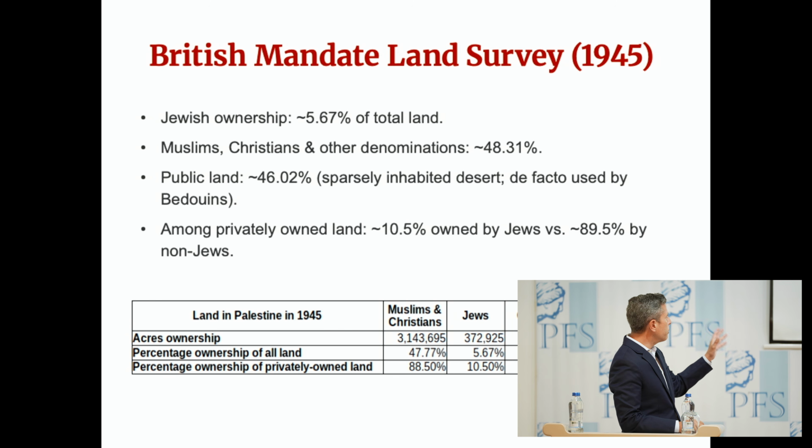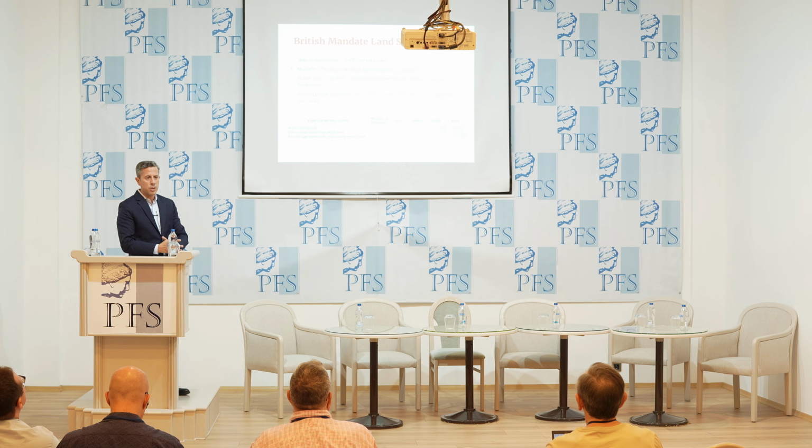But among the privately owned land, if you look at the map of Palestine, the south is all desert. That's the part that was mostly public property. But the north, half of the country roughly in the north is mostly privately owned. And among the privately owned land, only 10.5% was owned by Jews and about 89.5% was owned by non-Jews. This was the situation in Palestine in 1945.